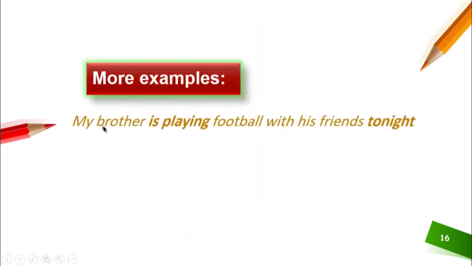Number one, my brother is playing football with his friends tonight. So here the key word is tonight. It's the near future. The action is playing, and it's in present continuous. Why present continuous? Because it expresses a plan for the near future. So he's playing football with his friends tonight. It's an upcoming action.